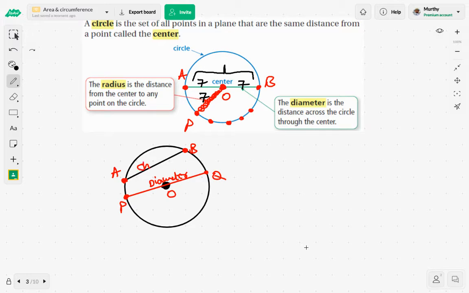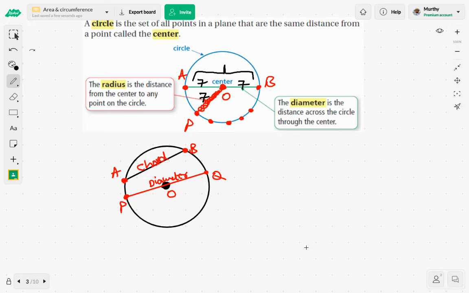This is called a chord. A line segment whose endpoints are on the circle is known as a chord. But if it is passing through the center, then that is called a diameter. In fact, the longest chord of a circle is the diameter. So we learned here what a radius is and what a diameter is.